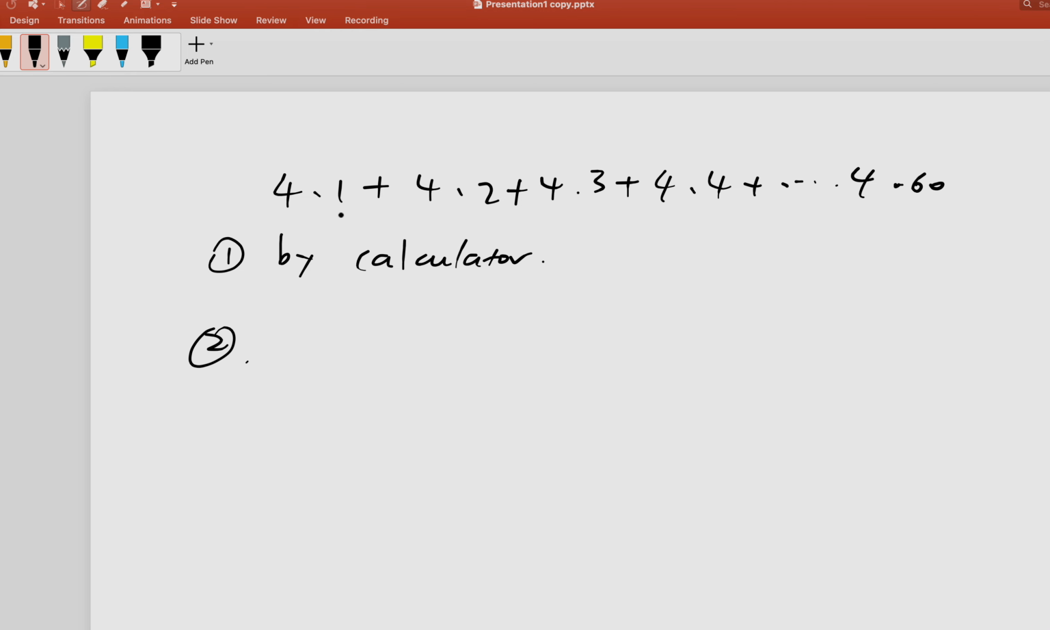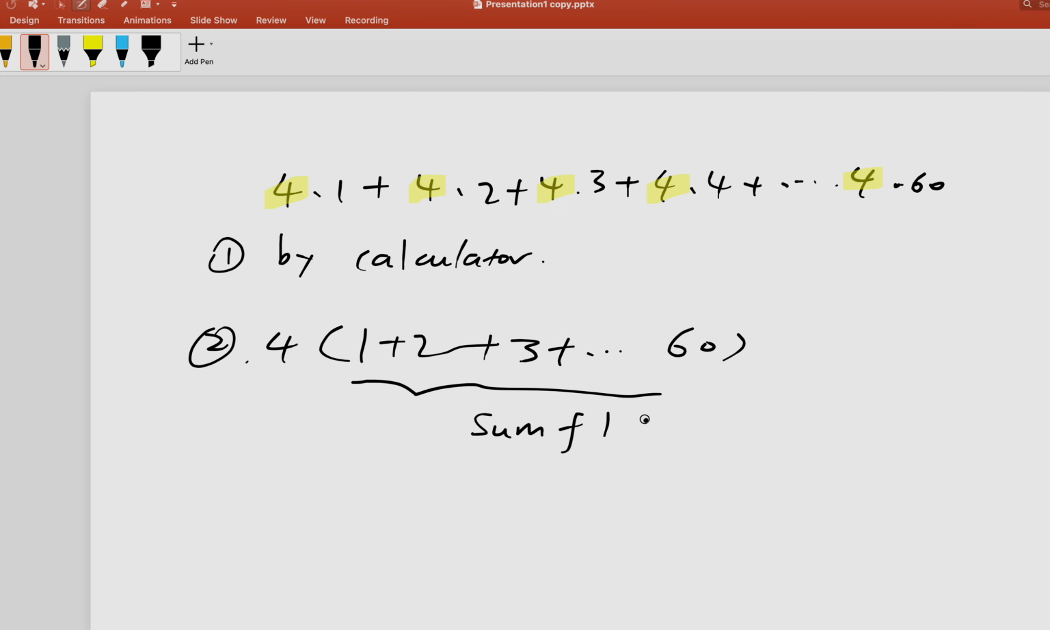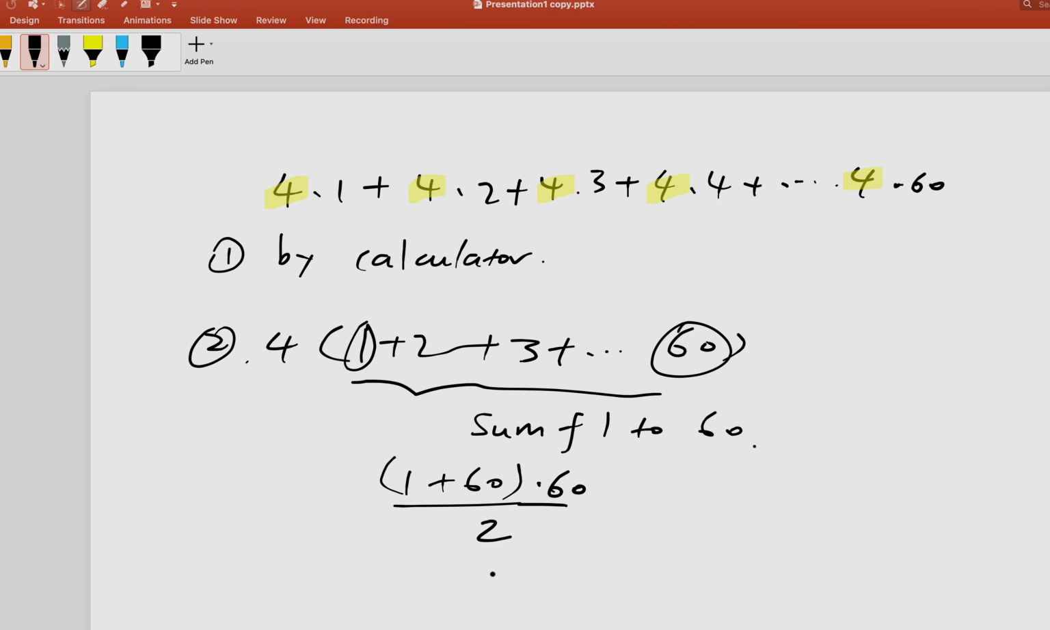The second approach is, can you see you have 4 throughout? So what you can do is take out the 4 and then you just have 1 plus 2 plus 3 until 60. How do you get the sum of 1 to 60? It is the first number plus the last number, times how many numbers there are, divided by 2. From 1 to 60, the number of numbers is 60. Then you times 4, so you cancel this. So you get 120 times 61. That's the answer.